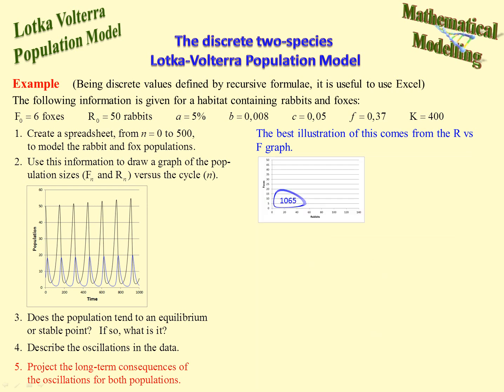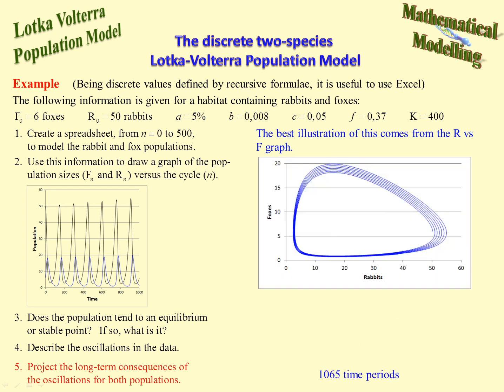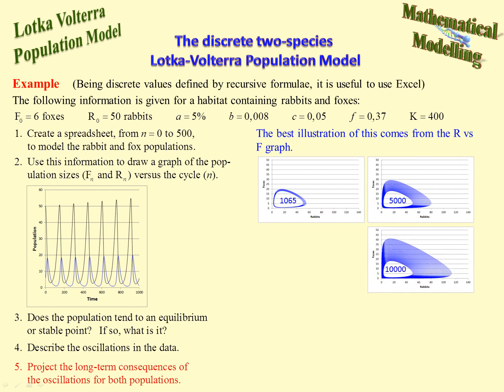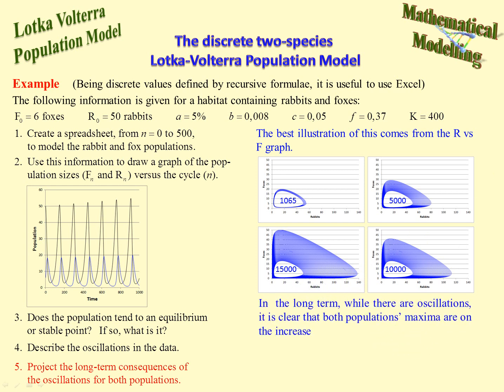Let's project a bigger picture of this. Well, it's a smaller picture, but bigger numbers. There's what we have so far. So that's what we had there, 1065, and we're taking it so we can compare. Now we're going to look at 5,000, still going outwards. 10,000, 15,000, and it's very clear that's never going to stop. So whereas before the rabbits were at 60, now they're pretty close to 140 by the 15,000. So in the long term, while there are oscillations, interesting graph, it's clear that both populations' maxima are on the increase. And of course that means the general population of both species in the habitat is going to keep increasing without check.